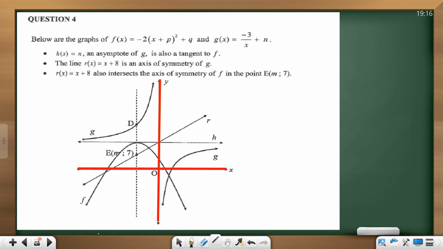All right. Please let's read the statement. F of x equals minus 2x plus p squared. G of x is minus 3 over x plus n. Right? Okay. Now you can see the type of graph we have. F of x is a parabola, and g of x is a hyperbola.